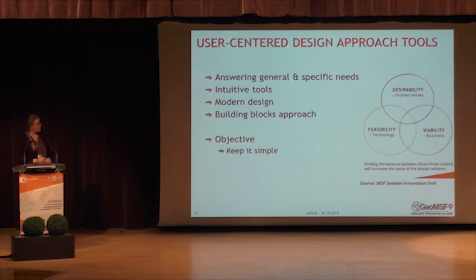The user-centric approach that we really want to keep in mind has three criteria: desirability, feasibility, and viability. And the best is, of course, to find the threshold between what people really want, what you can do with technology, and whether it is viable on the business side of it.